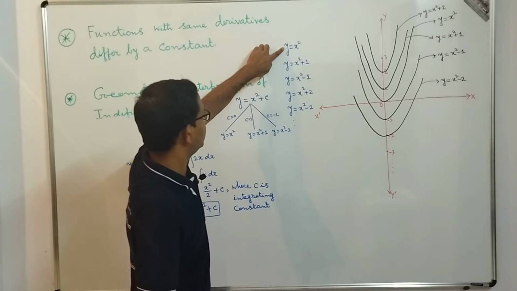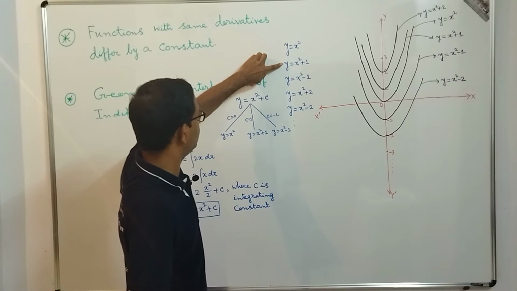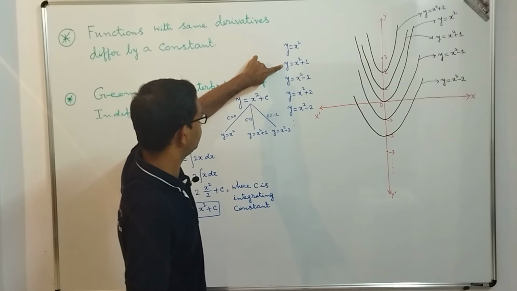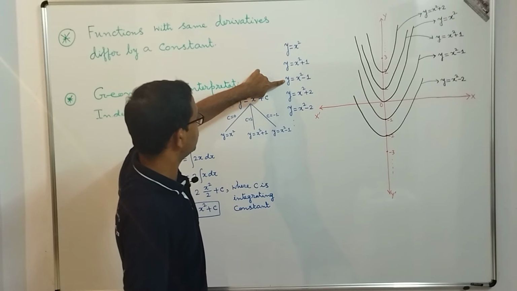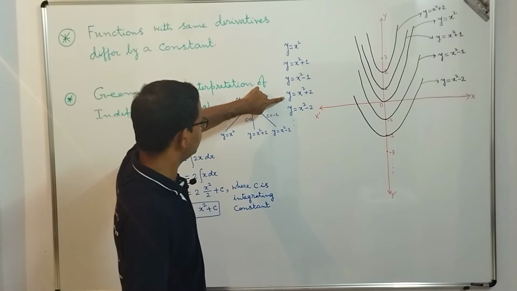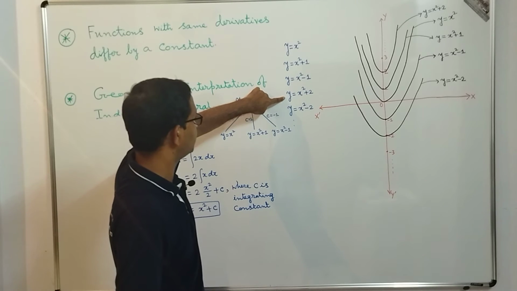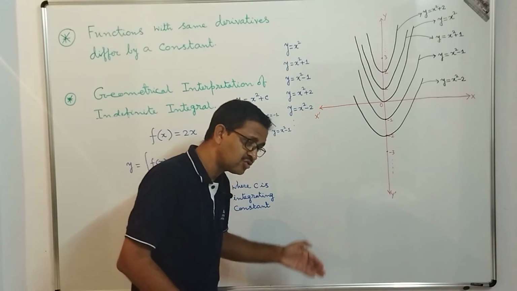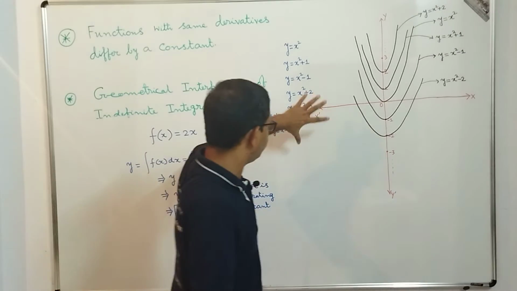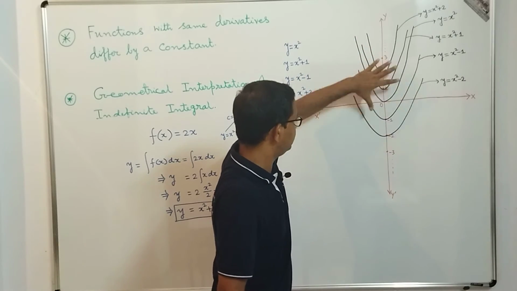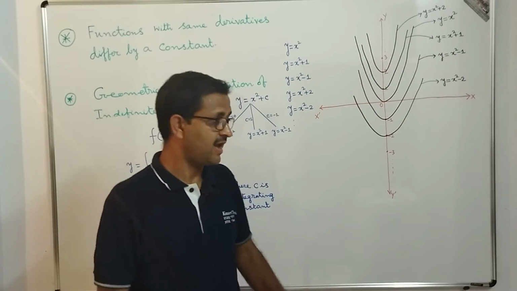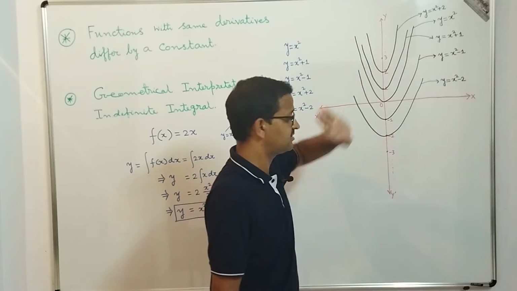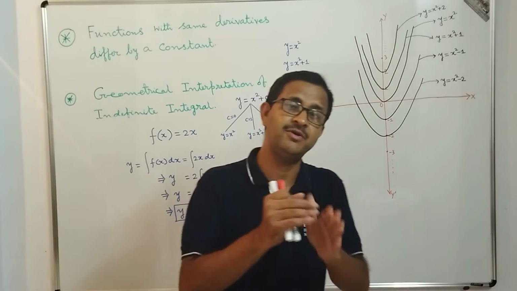Now we can choose different values of c. C equal to 0, we get y equal to x square. C is equal to 1, we get y equal to x square plus 1. C equal to -1, we get y equal to x square minus 1. C is equal to 2, we get y equal to x square plus 2. C is equal to -2, we get y equal to x square minus 2, and so on. Now if we plot all these parabolas in this coordinate axis, then we get this kind of curves. That is why it is known as a family of curves.